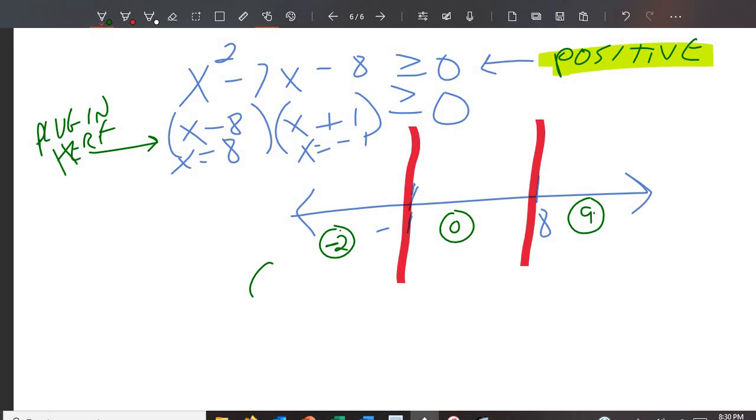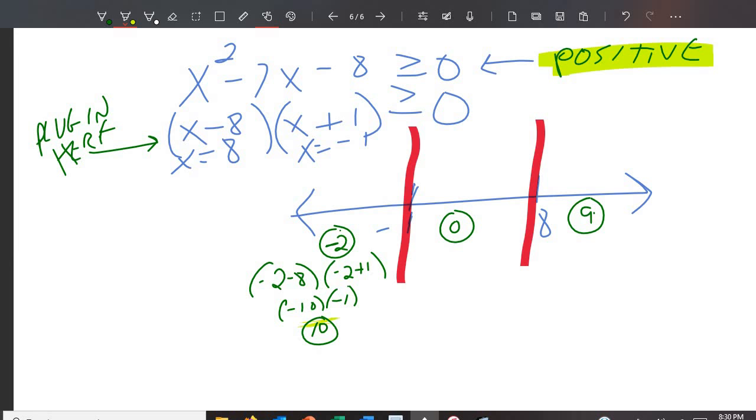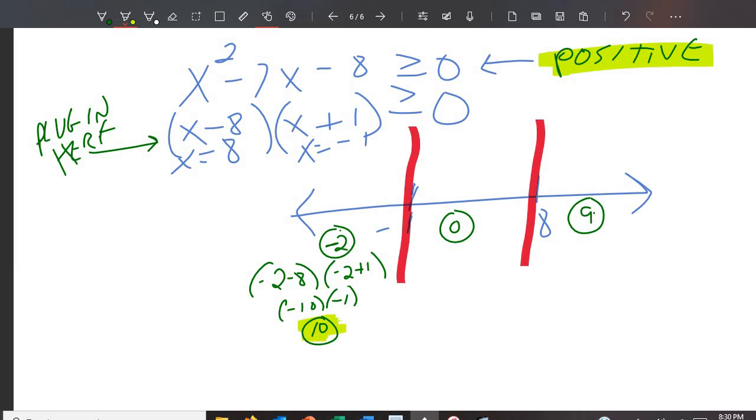So we'll have negative 2 minus 8 times negative 2 plus 1. This is going to be negative 10 times negative 1, which is positive 10. Well, up front, I said my answer should be a positive when I plug it in. And guess what? It is definitely positive. So that means I shade on the left side of negative 1.